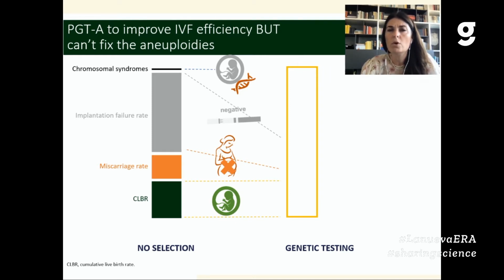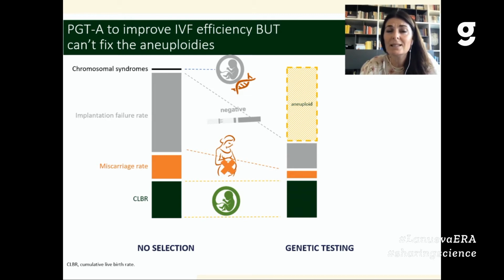So if you have a cohort of embryos, let's say you have 10 embryos, of which 3 are babies, 2 are miscarriages, and the rest are implantation failures or affected children, by testing and testing, you're removing embryos, but the number of babies in your cohort is always the same. You are not adding useful embryos, you are removing bad embryos. And this is very important to underline and to explain to a patient. We are not fixing, we are just testing.